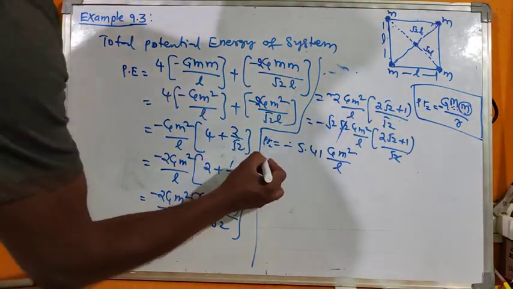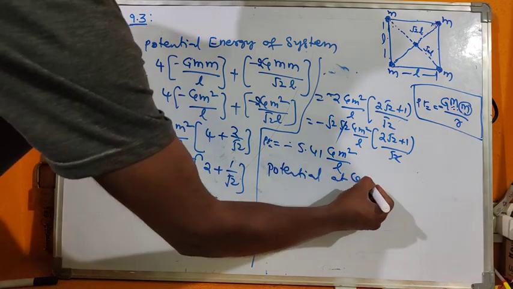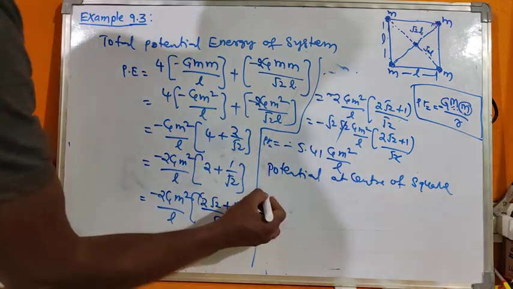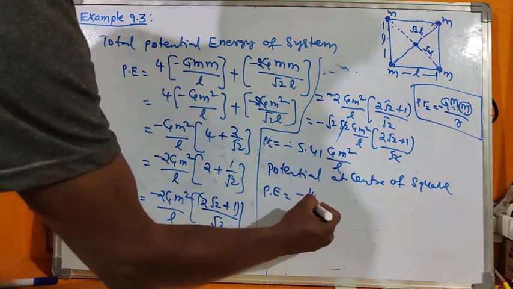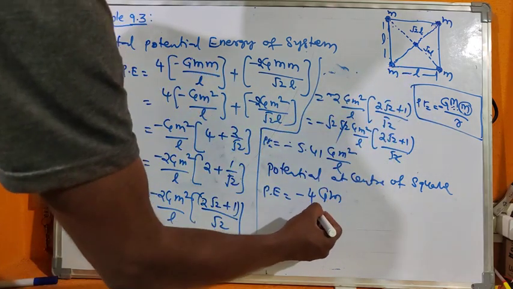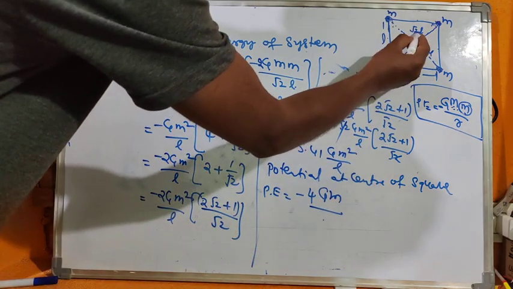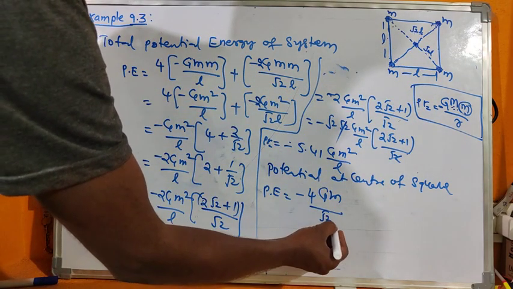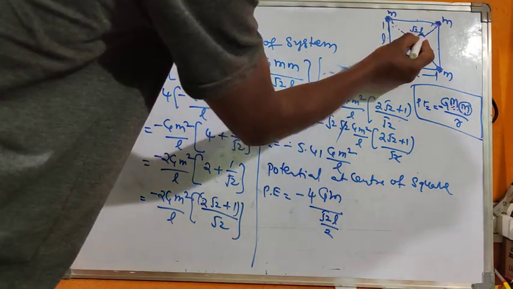Okay, so then the potential at the center of the square, that is total potential, is equal to minus 4 capital G, mass of one is m, by the distance. How much is it from here to here? The total diagonal is root 2 L. Then half of that is root 2 L by 2.